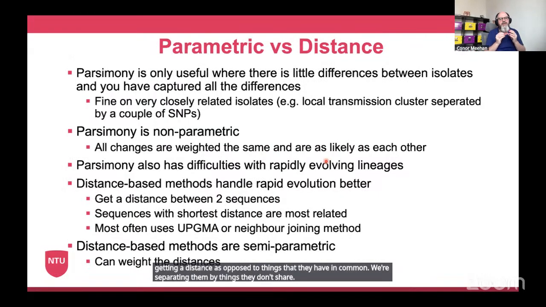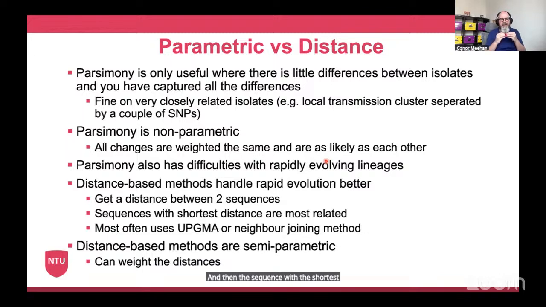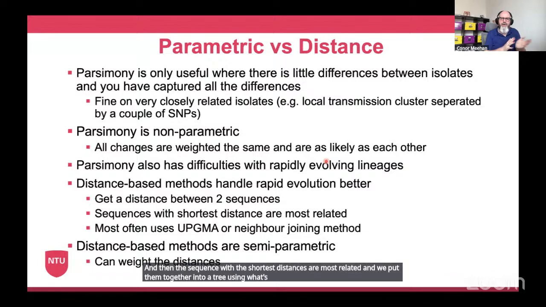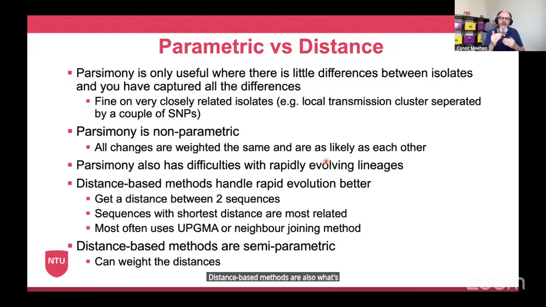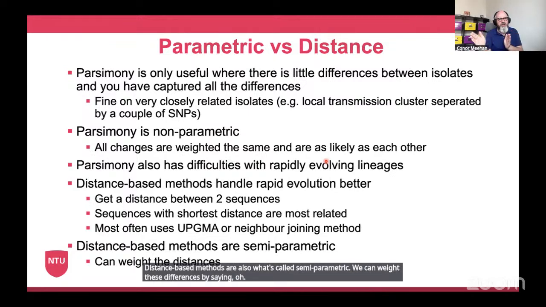Then the sequences with the shortest distances are most related, and we put them together into a tree using what's called a UPGMA approach, or maybe neighbor joining. You may see BioNJ sometimes, especially if you're working with a program like MEGA. Distance-based methods are also what's called semi-parametric. We can weight these differences by saying, oh, a change from a G to an A may have a different weight than a change from a G to a C or something like that.